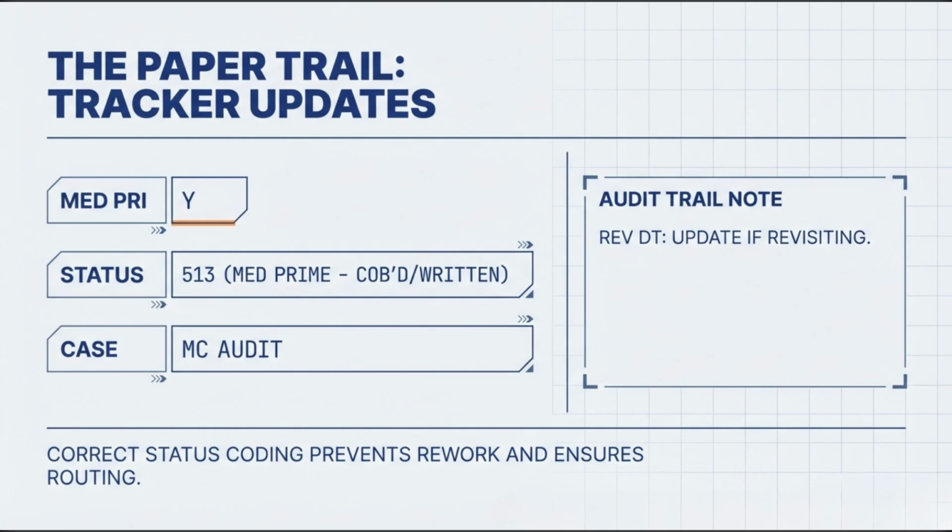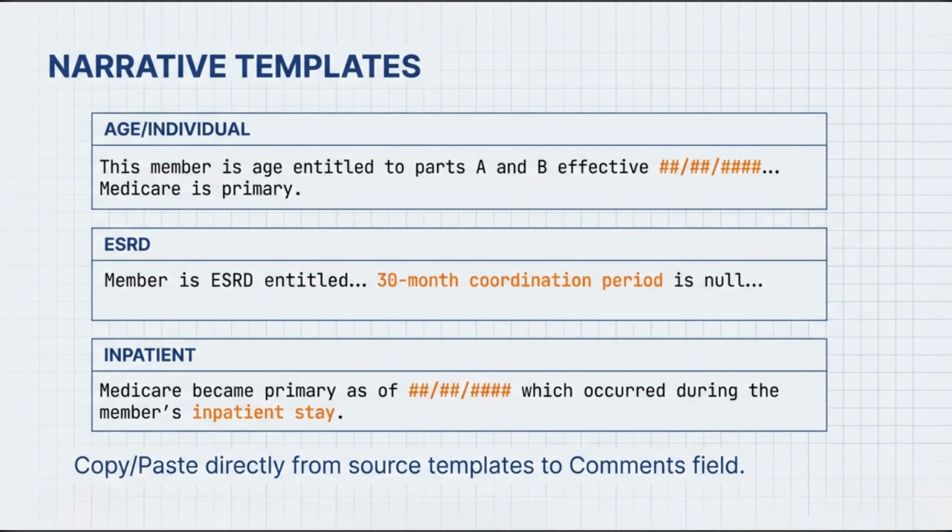It all circles back to this powerful statement at the bottom. Correct status coding prevents rework and ensures routing. This isn't just data entry, it's smart workflow management. You are making sure every case moves through the system with maximum efficiency, and that's how we keep the paper trail clean and effective.